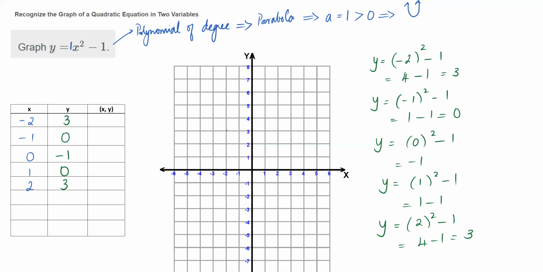Oops. Too strong. Label it. -1, 0. That's on the x-axis. 0, -1. 1, 0. And 2, 3.